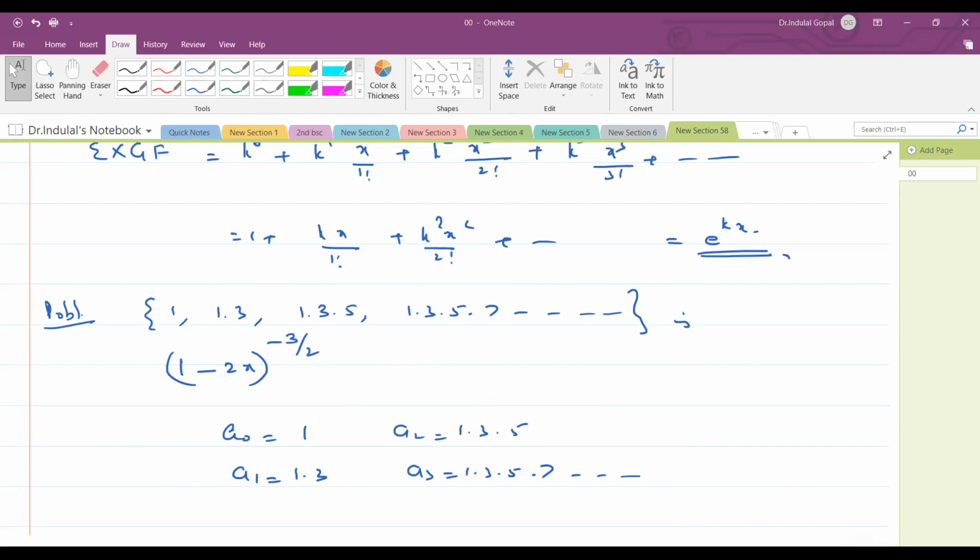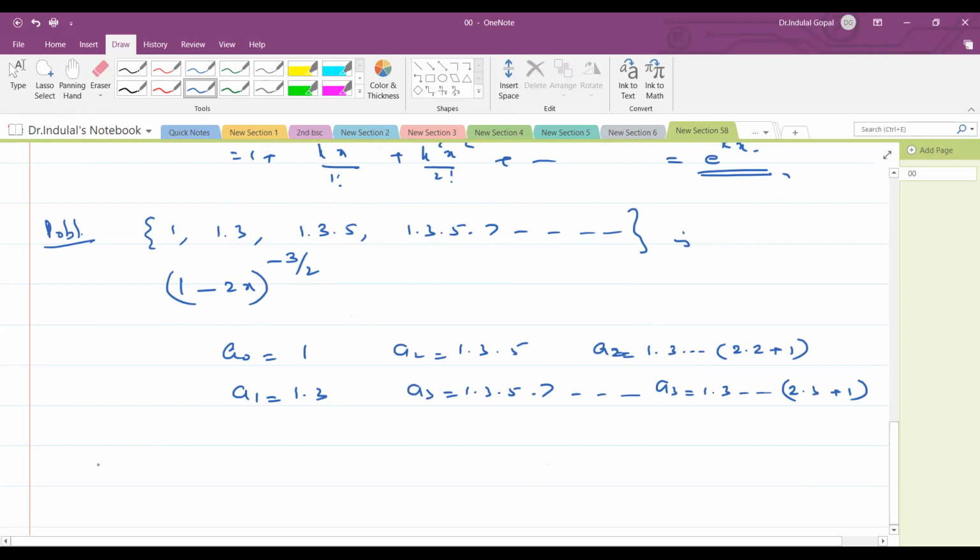For this sequence, we can see that A2 is equal to 1 into 3 into etc. 2 into 2 plus 1. A3 is equal to 1 into 3 into etc. 2 into 3 plus 1. So in general, AR is equal to 1 into 3 into 5 into etc. 2R plus 1.